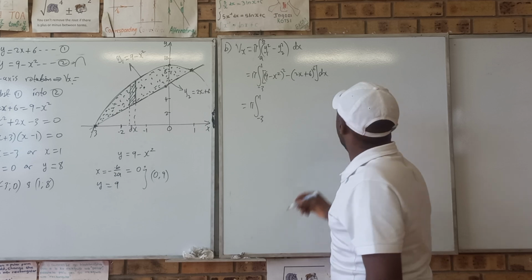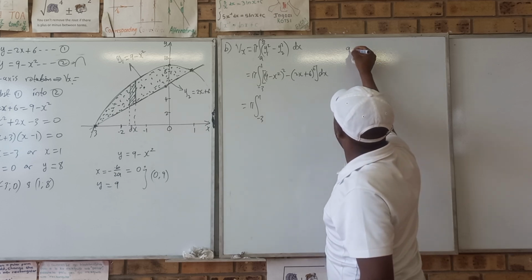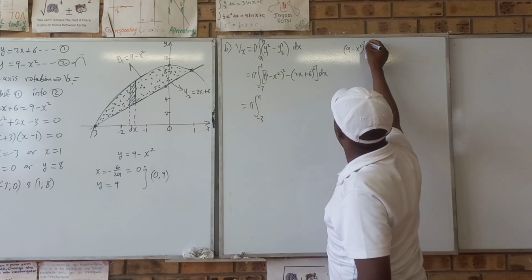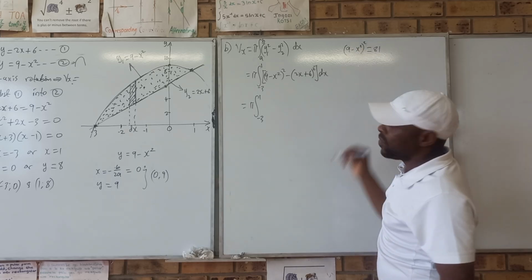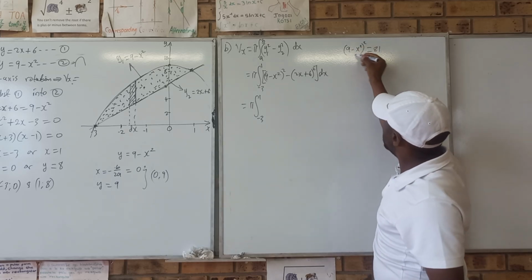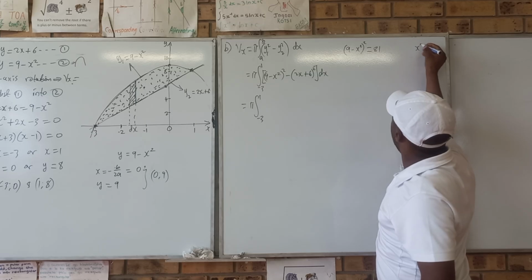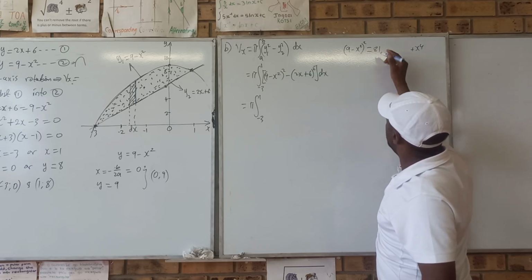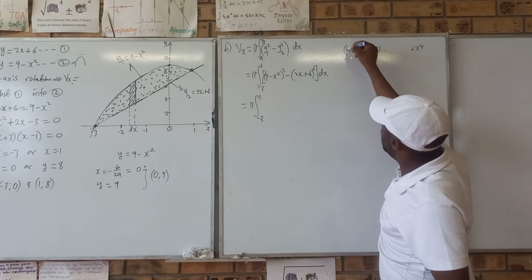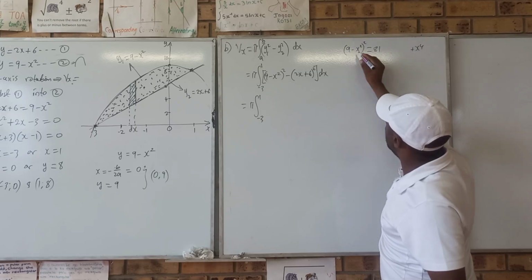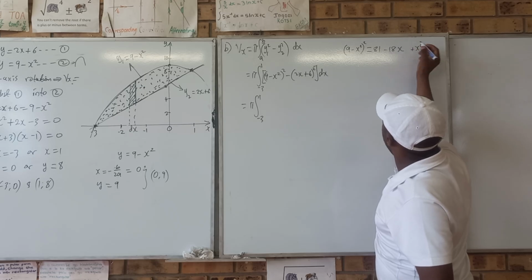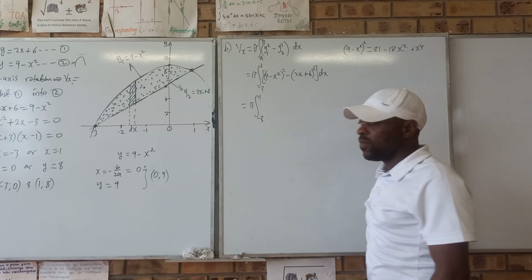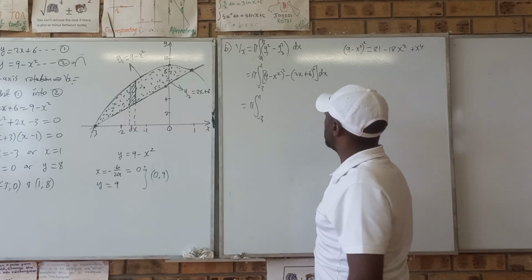I've always explained to my students that the fastest way to do this kind of expansion is to take 9, square it, it will give you 81. If you take negative x squared, you also square it, it will give you positive x to the power 4. Then the middle term, you simply take 2 times 9, that gives you 18, then times negative x squared, so you get negative 18x squared. That's how fast you can do this kind of expansion.